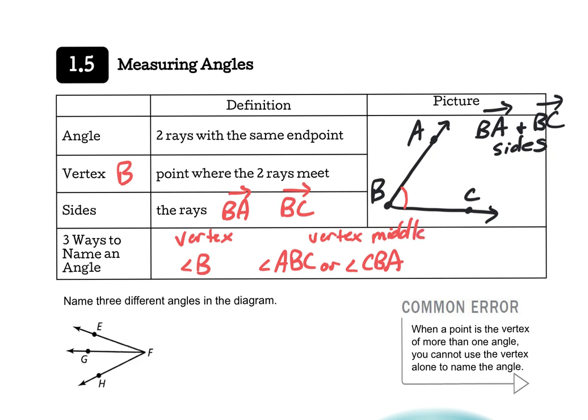So I can't say BAC or CAB, okay? The vertex has to be in the middle. In this case, that's B, so B has to be in the middle, because it's the vertex, the middle of that angle.